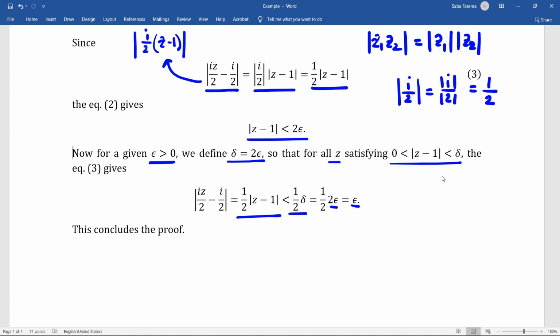So from here we see that the absolute value of iz over 2 minus i over 2 is less than epsilon. And this concludes the proof.